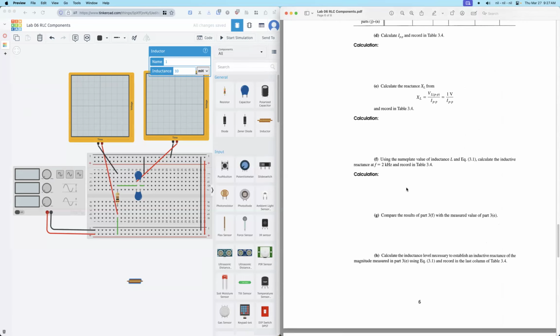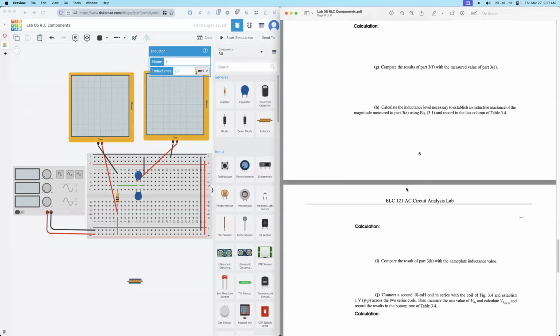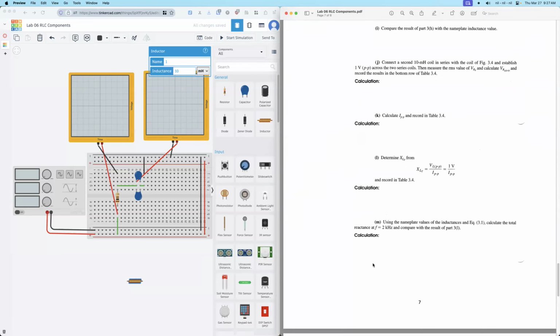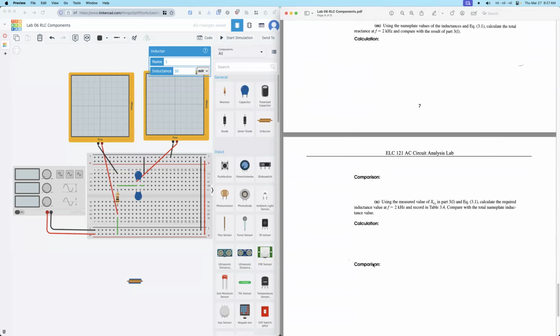Then the last one. We also need to add one more. Yeah, here. Connect the second 10 millihenry coil in series. So this is in series. Then check everything again. Okay, like this.